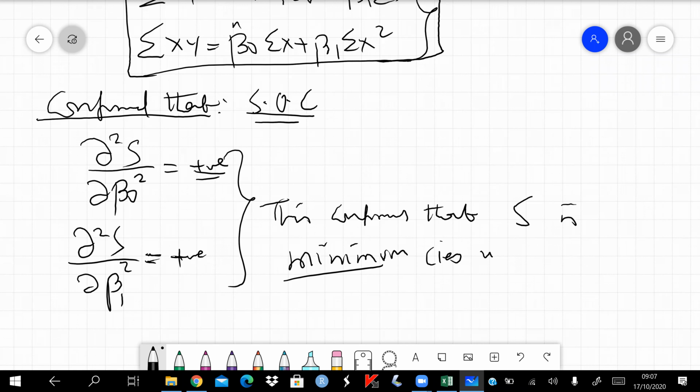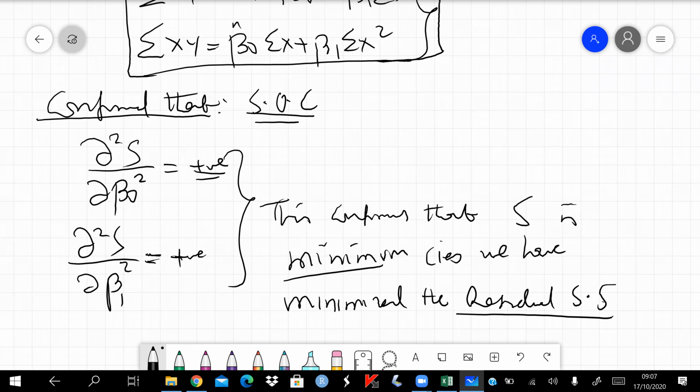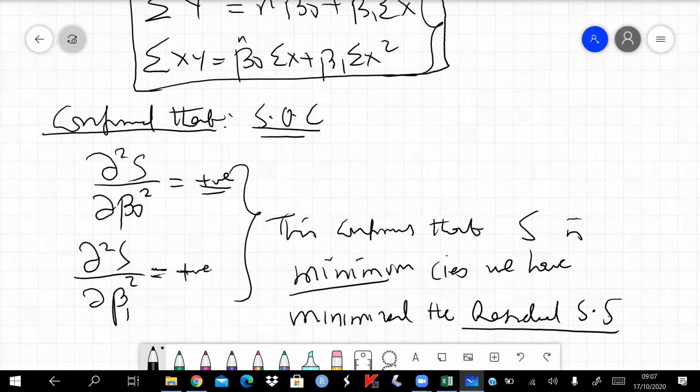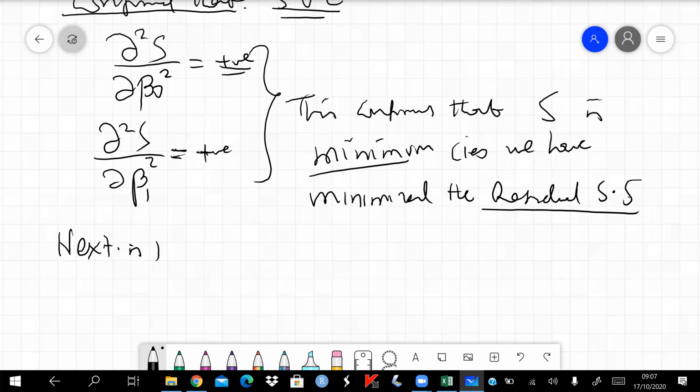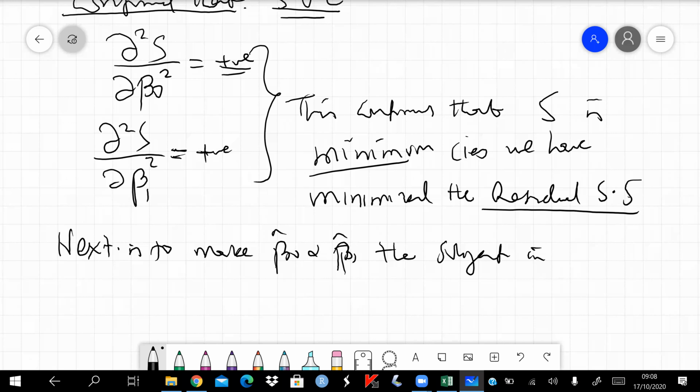So that means we have minimized the residual sum of squares. We have minimized that. So the next thing is to make beta naught and beta 1, these estimates, the subject of the formula, using the above normal equations.